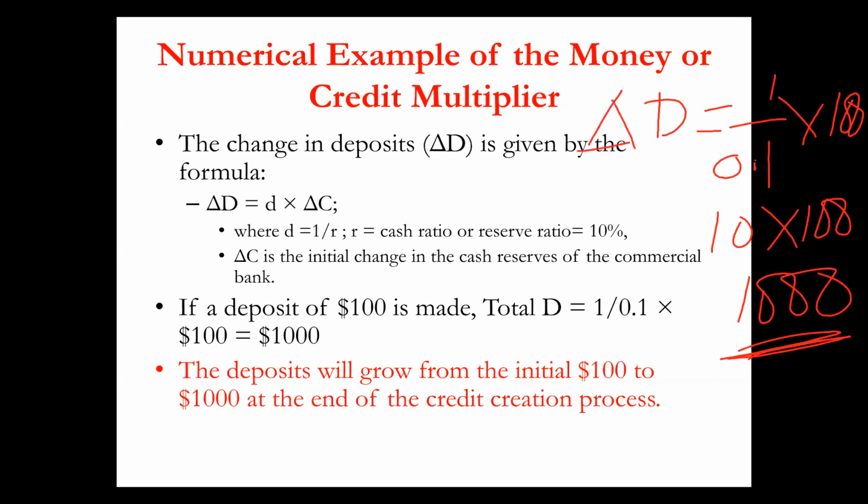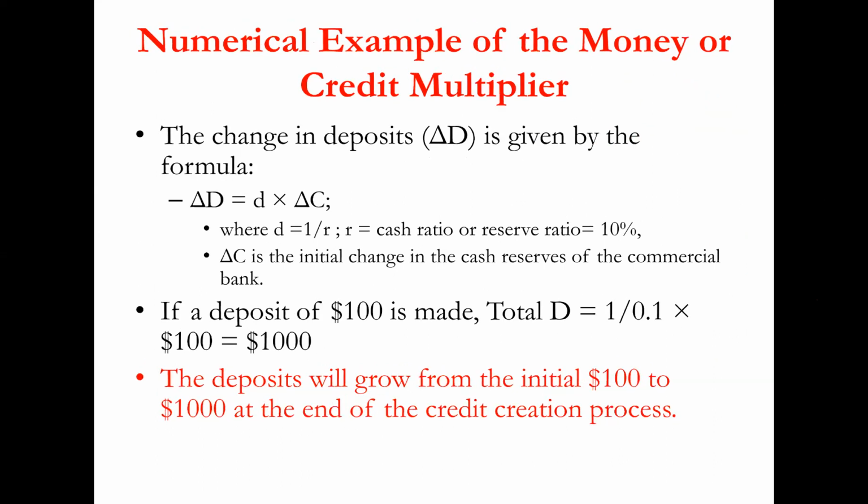Okay, that is now the change in what? In deposit. The change in deposit is basically the change in cash times the multiplier, okay, of which the multiplier, as said, is 1 divided by the reserve ratio. Okay.